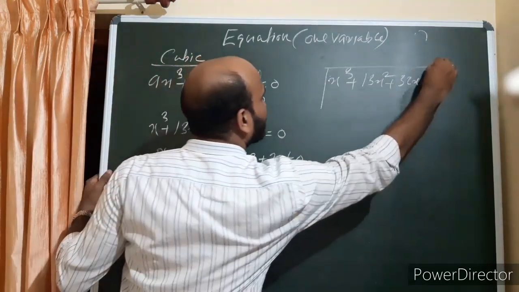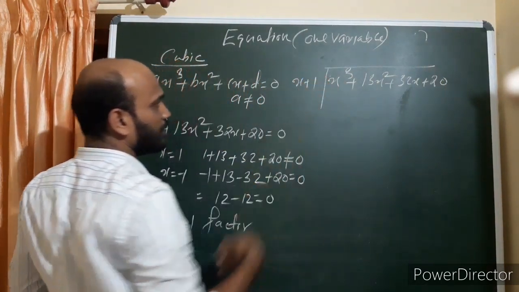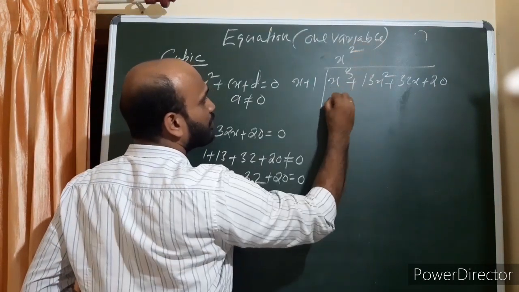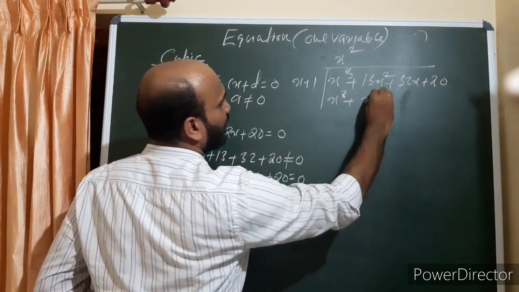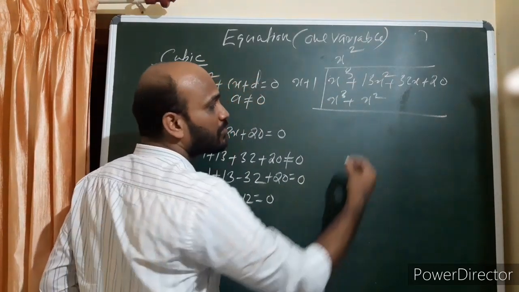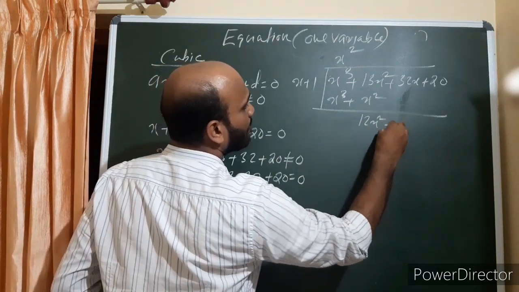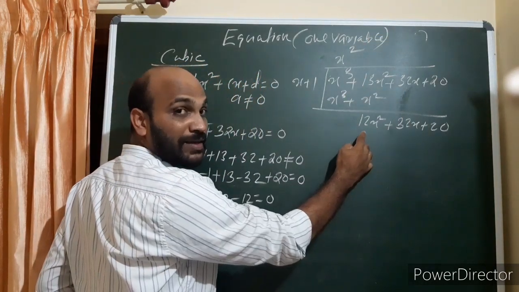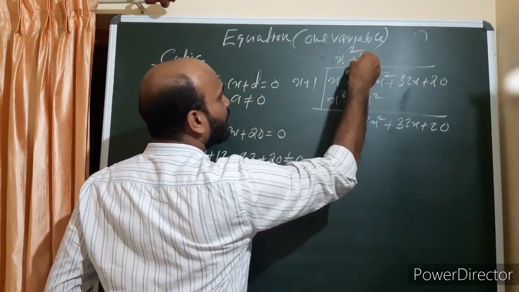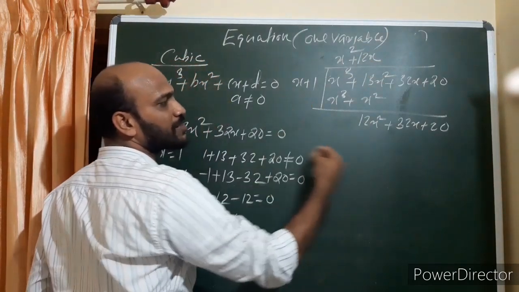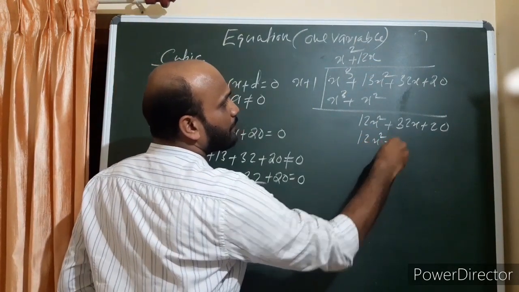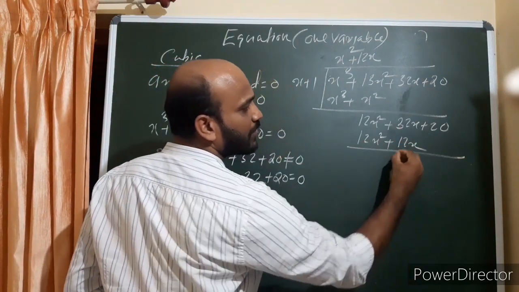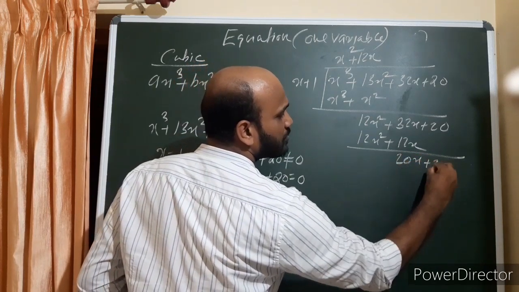We have to divide it by x plus 1. Here you have to get x cube, so you write x square here. So it will be x cube plus x square. Subtract. So you will get 12x square plus 32x plus 20. Now this one you have to make 12x square, so this should be 12x. 12x into x is 12x square, plus 12x into 1 will give 12x. Subtract, we get 20x plus 20.